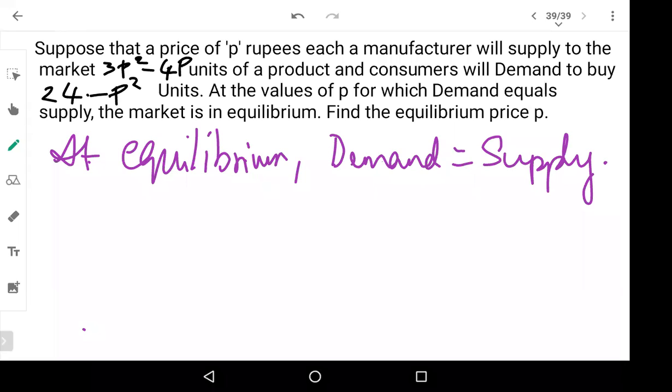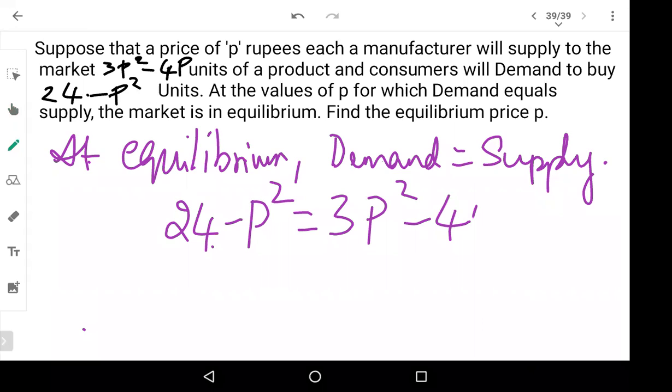Yes? Okay. Now, what is the demand? Demand is 24 minus P square. What will be the supply? Supply to the market is 3P square minus 4P. Okay, we have got the expression.